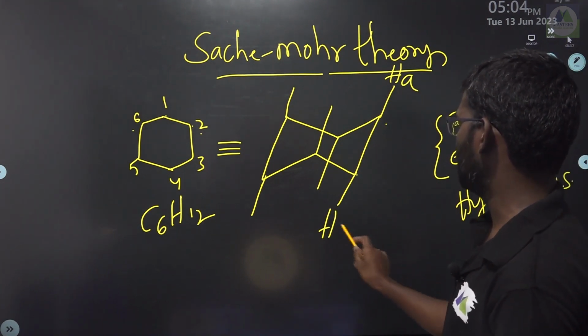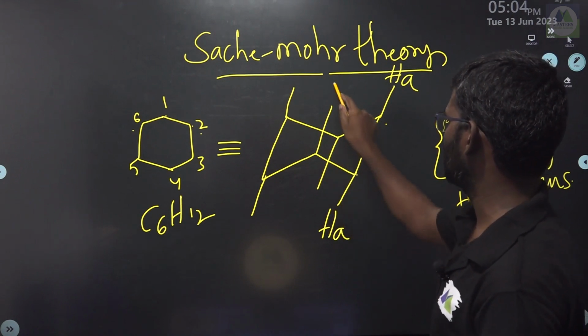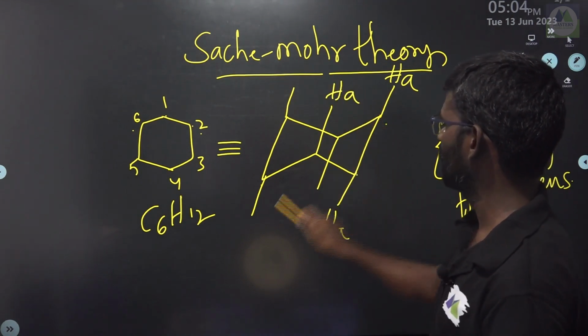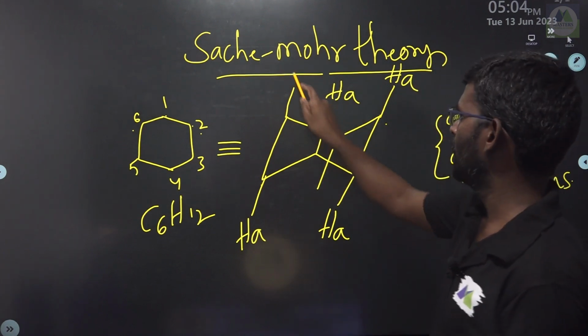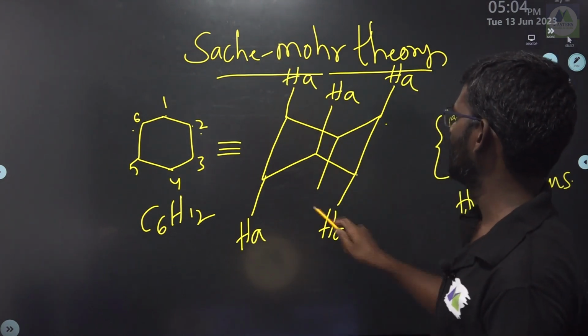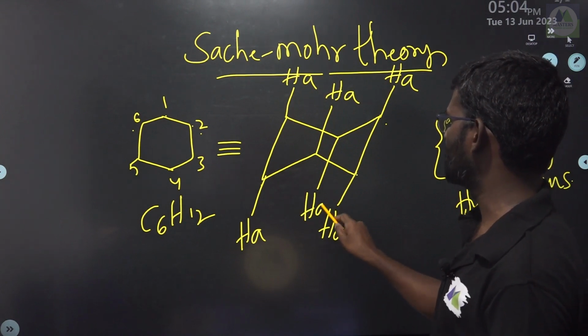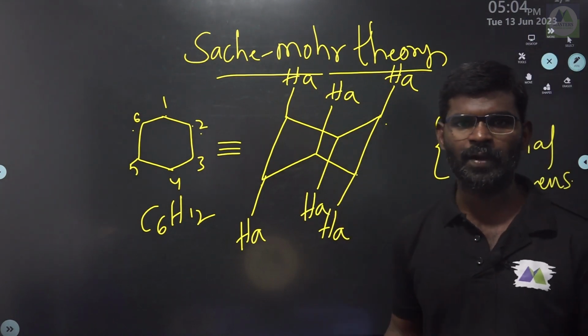Here axial hydrogen. Third position also upside axial hydrogen. Fourth position axial hydrogen. The representation is HA. Here also axial hydrogen, and sixth one also axial hydrogen. So axial hydrogens are finished.